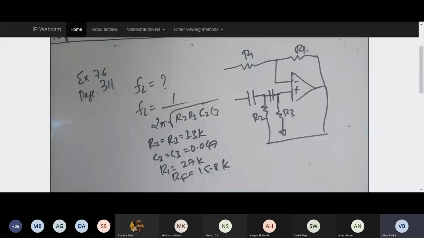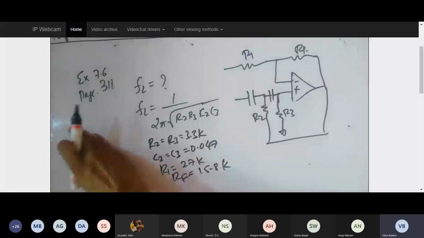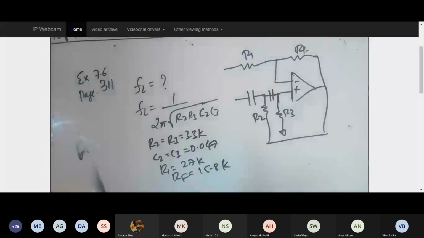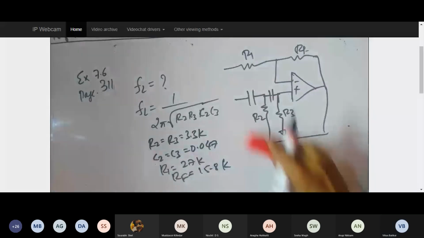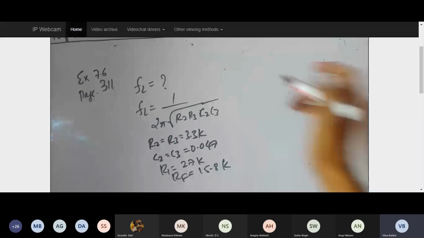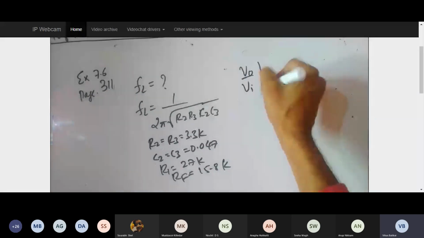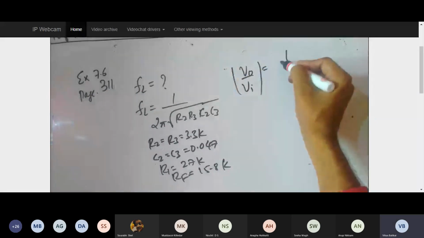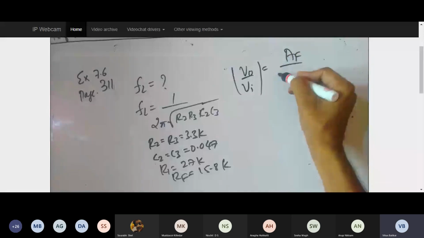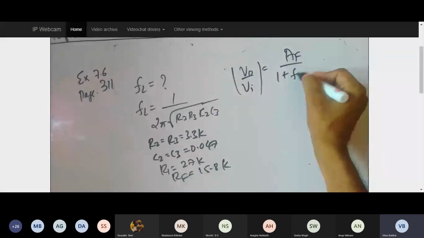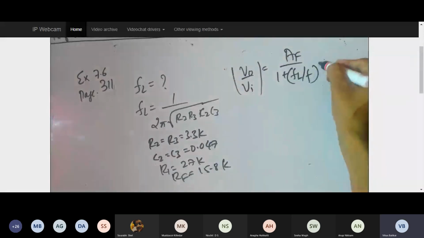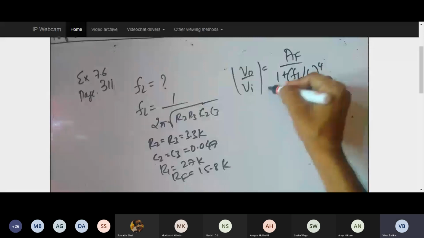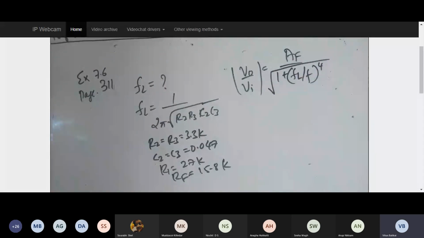Once I know the FL value, I can calculate the magnitude of my gain. So what is my gain magnitude? How do I calculate it? I can calculate V0 by Vi magnitude, which is given by AF divided by the fourth root of 1 plus FL by F, because this is a second order Butterworth high pass filter.